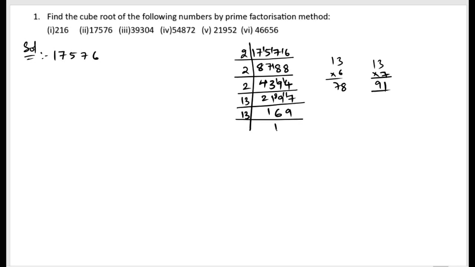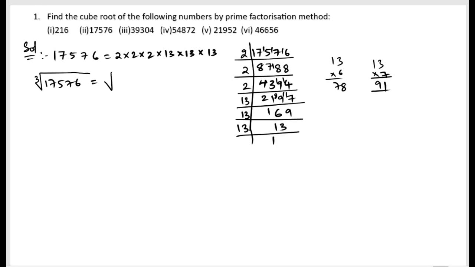13 13s are, 13 1s are. So let us write down the factors. 2 into 2 into 2 into 13 into 13 into 13. 17576 is equal to 2 into 2 into 2 into 13 into 13 into 13.